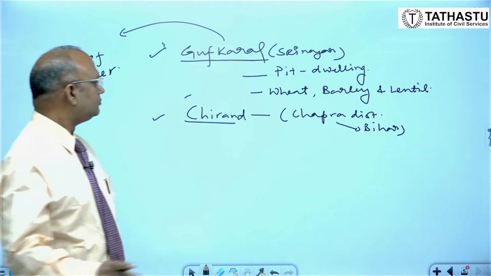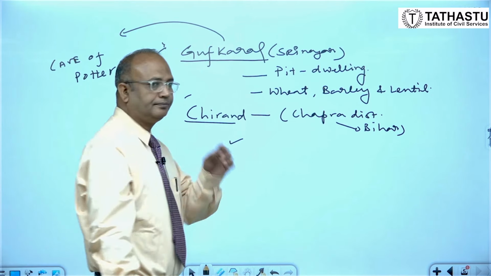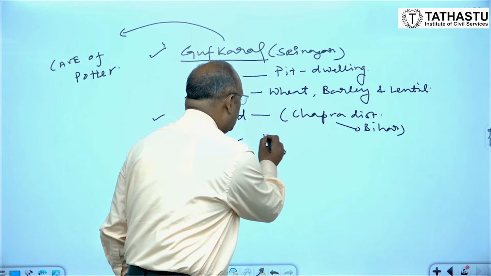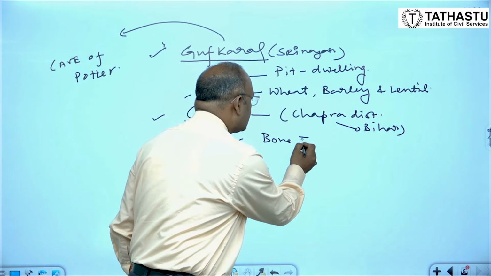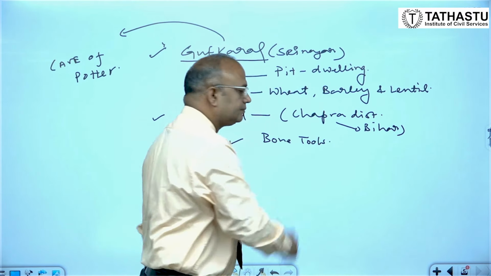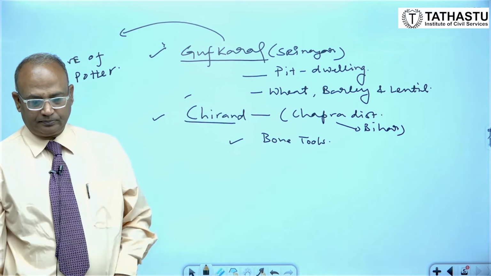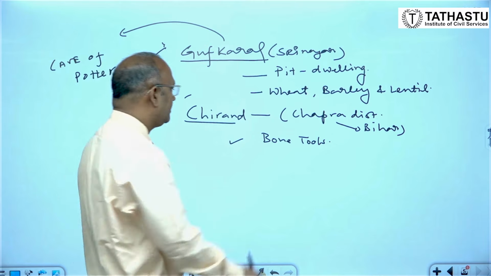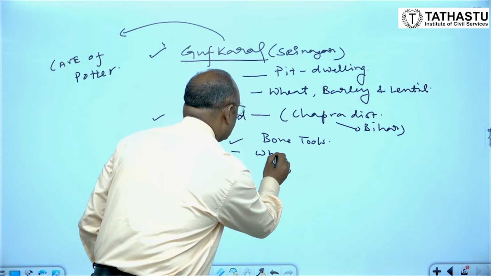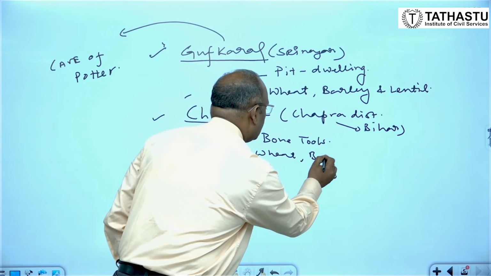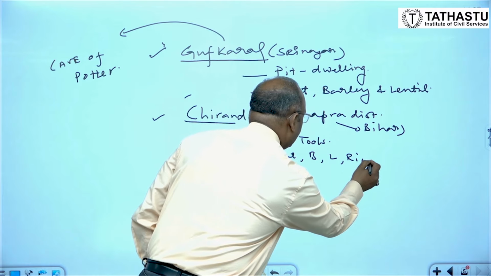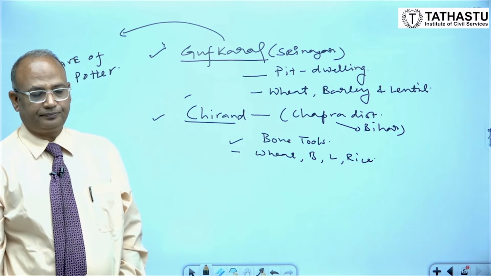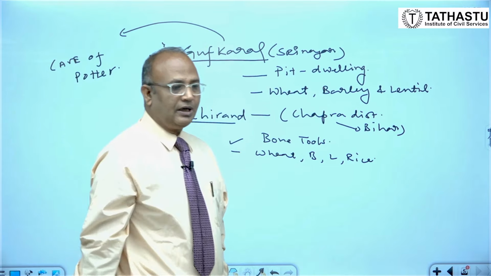Okay. Evidence. From here we have got one evidence, that is bone tools, as well as wheat, barley, lentil, as well as rice. UPSC can ask a question in this way.